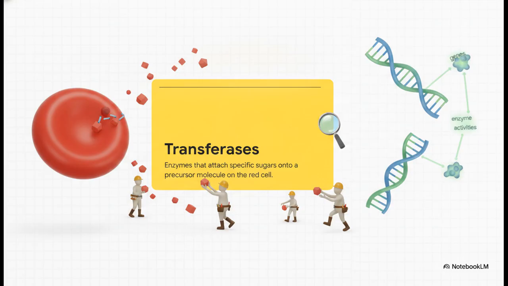Okay, let's dive a little deeper here because this is where it gets super cool. Your genes don't actually code directly for the blood type antigens themselves. Instead, they code for enzyme activities called transferases. Think of transferases like a tiny crew of microscopic construction workers. Their one and only job is to pick up very specific sugar residues and attach them onto a pre-existing precursor molecule that just sits there on the surface of your red blood cells.